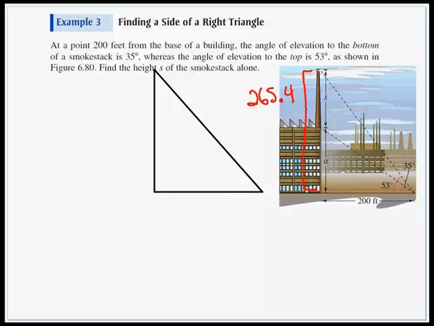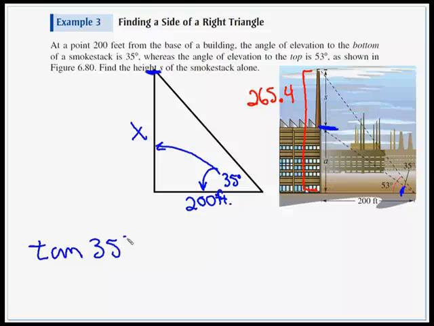We also were given the 35 degree angle. The smaller angle was 35 degrees, and that just took us to the height of the building. That stopped right here. So, our opposite side, let's use x again. This adjacent side is still 200 feet. So again, we're going to use tangent. We want the opposite. We have the adjacent. That's going to be tangent. The tangent of 35 degrees is x over 200.